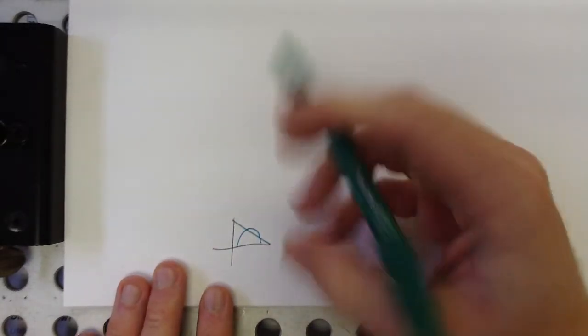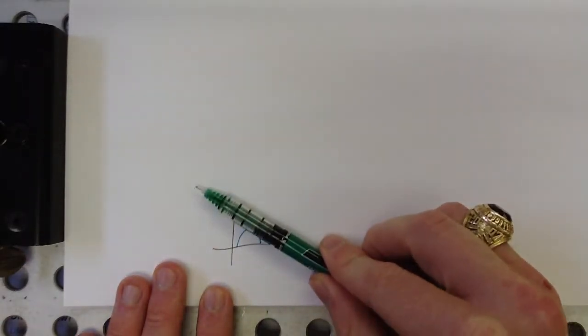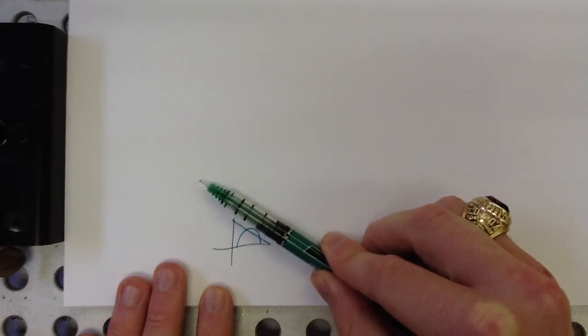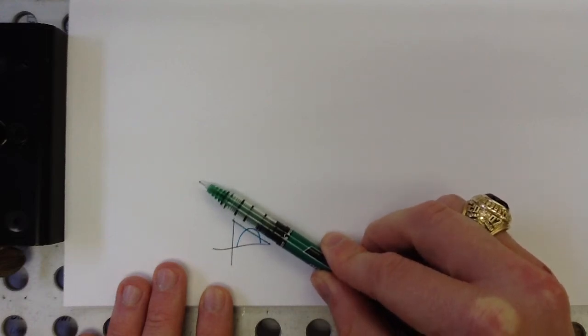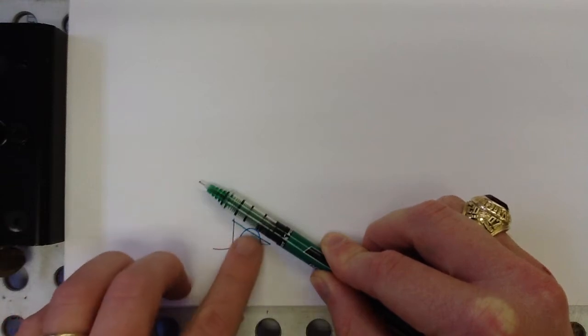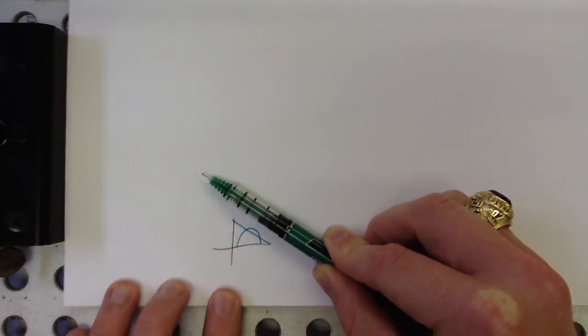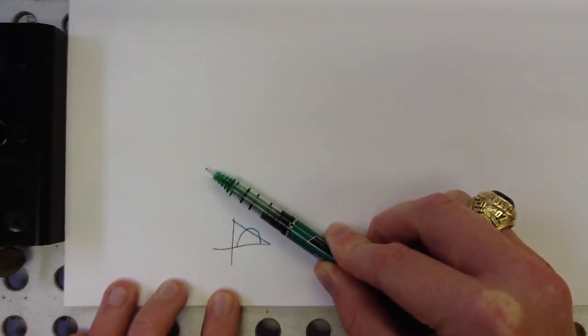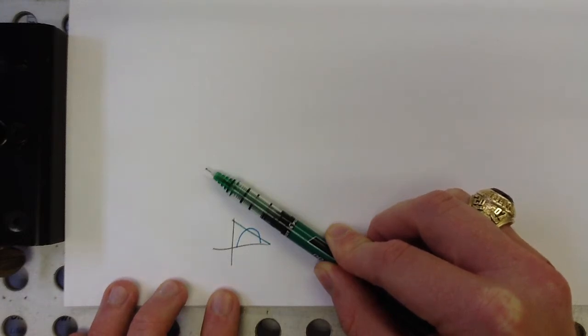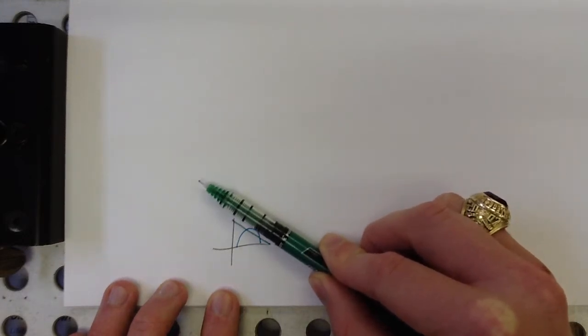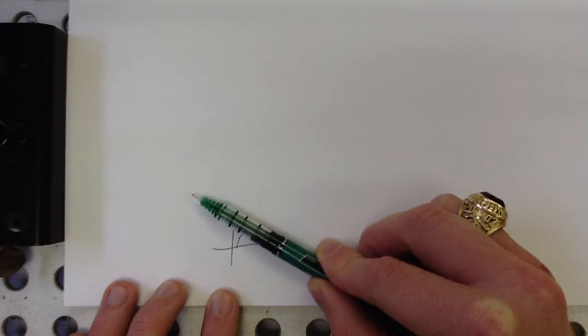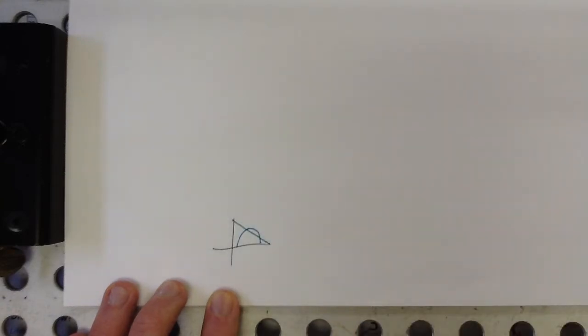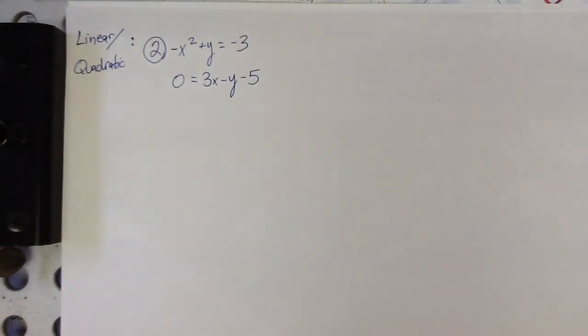Now, think about this line. If it just touched the corner of that parabola, if it was tangent to it, you'd only have one solution. As it is right now, we have two. And if that line came up a little higher and never crossed the parabola, you'd never have a solution. So you could have no solution, you could have one solution, or you could have two. Most of the time, you're going to have two. Okay, but any of those could happen.